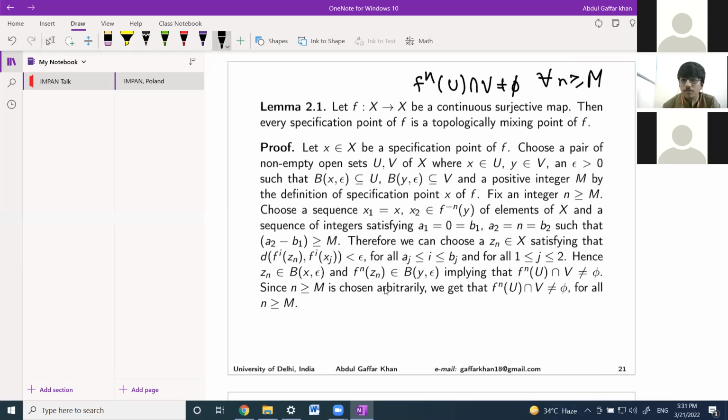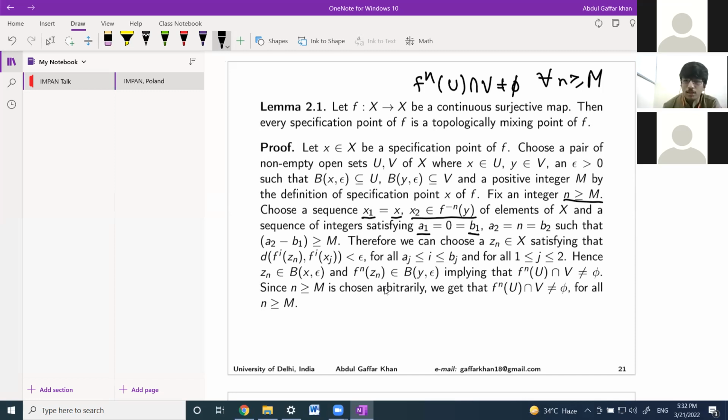Just to see that, we fix an integer n and we will find some point in U so that F^n of that point will be in V. To do that, we fix a sequence where x1 is x, because it is through x. Specification says the sequence x1, x2 must be traced, and we further fix a point x2 which is in F^(-n)(y). We are assuming that it is surjective, so this is possible. And we further fix a1 = b1 = 0 and a2 = n = b2. So a2 minus b1 is greater than or equal to m.